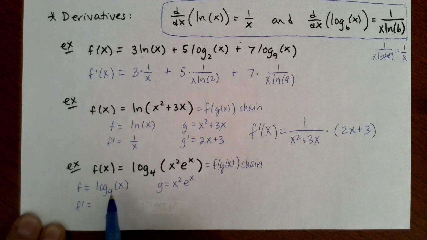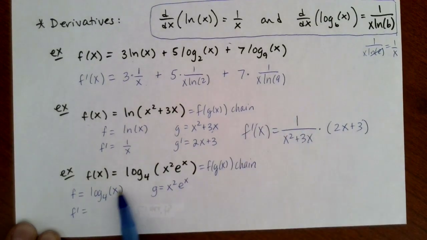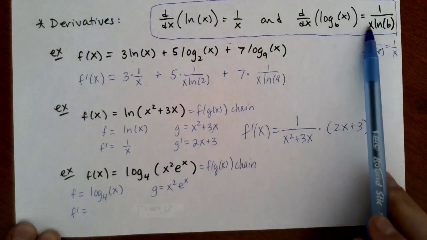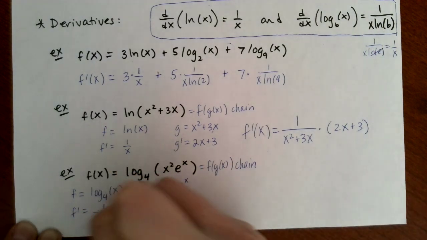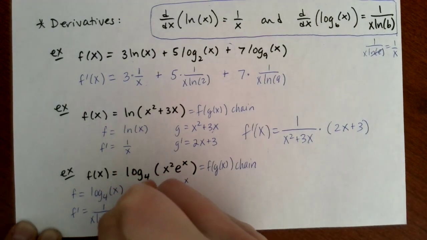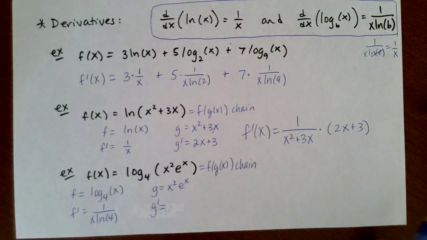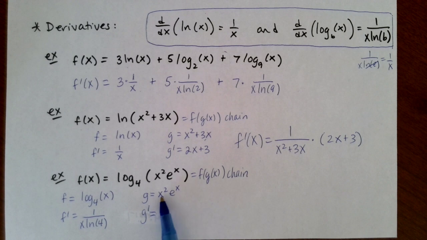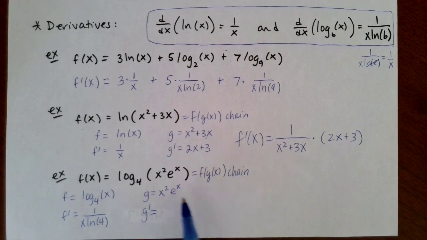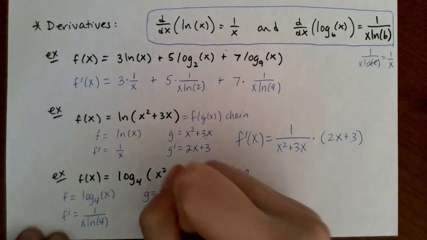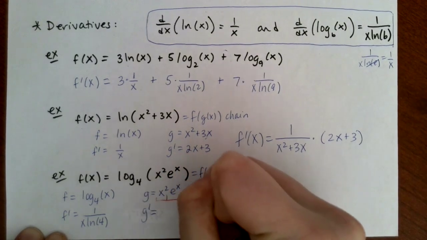F prime is going to be our new logarithm derivative rule with a 4 in for b, so 1 over x ln of 4. And then for g prime, we stop and say, oh, well, this isn't just one derivative rule. This is multiplication, right? x squared times e to the x. So this on its own will be a little product rule on the side.